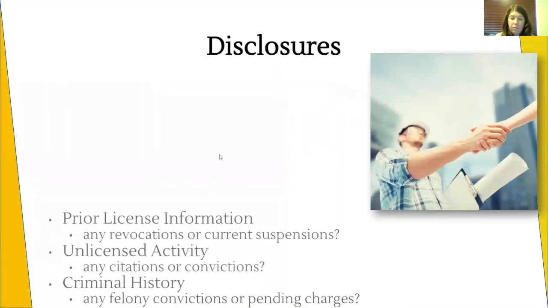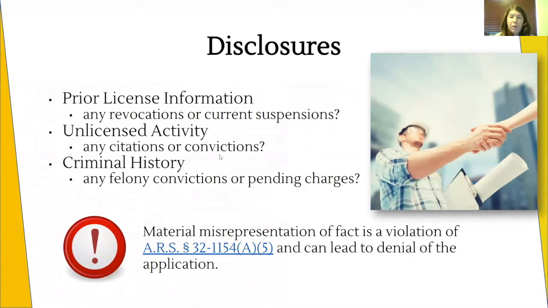Okay, so every person on the application is going to need to attest to these disclosures. We need to know if anybody named on the application has been on a prior license that has been revoked or suspended. So you need to give us information about that. If anybody on the license application has received a citation or conviction for unlicensed contracting, that would need to be disclosed. And then finally, any person on the application that has a felony conviction or pending felony charges, that would need to be disclosed.